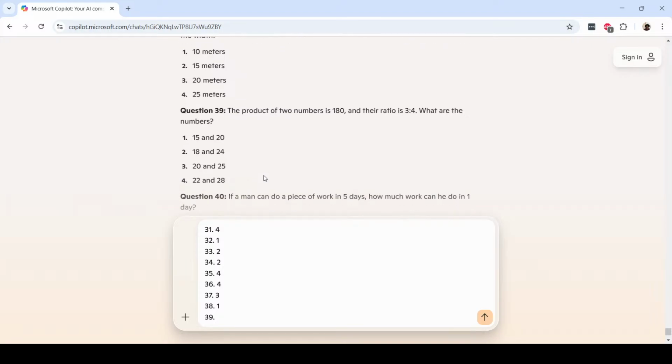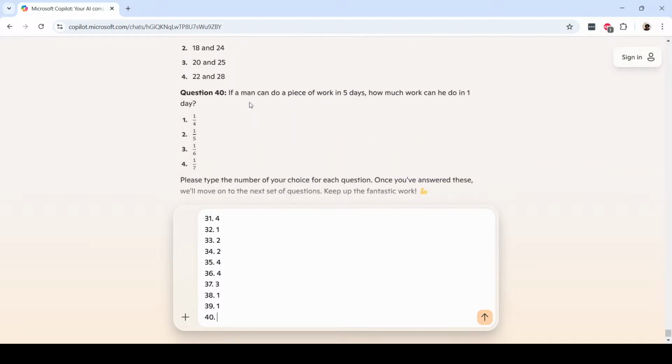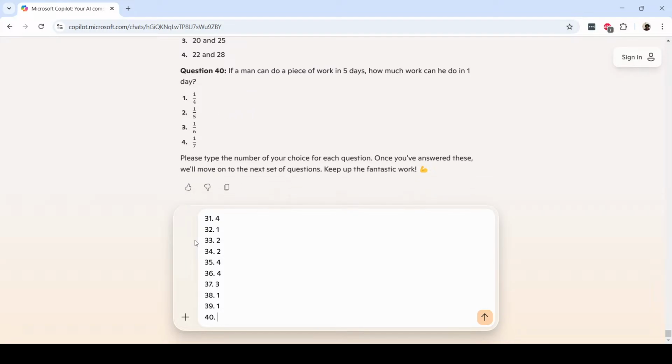The product of two numbers is 180 and the ratio is 3 by 4. What are the numbers? Okay, so the product of the two numbers is 180, and only this one satisfies it. You don't even need to solve this, you can just see that only one option is satisfying this. If a man can do a piece of work in 5 days, how much work can he do in 1 day? 1 by 5.